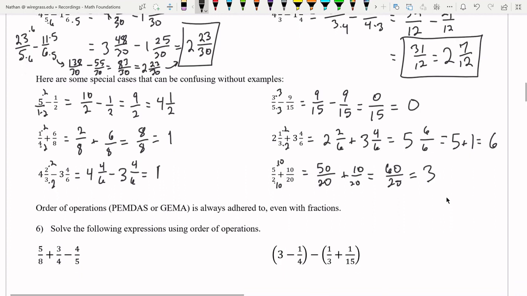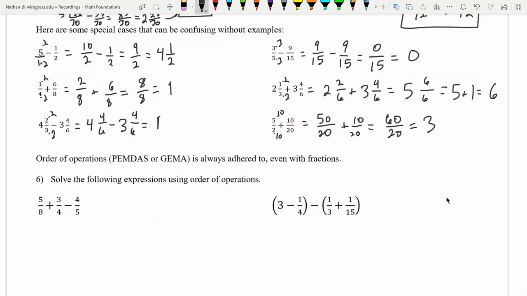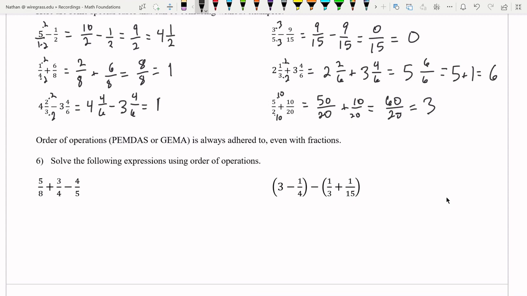And PEMDAS still applies even to fractions, so always work through that. The things that we haven't talked about yet is multiplication and division of fractions. So here you can see that all we have is parentheses and then addition and subtraction. We're going to get to that next, but here, just worry about addition and subtraction. Always work left to right. And again, you need to have common denominators between everything to add and subtract any fractions.